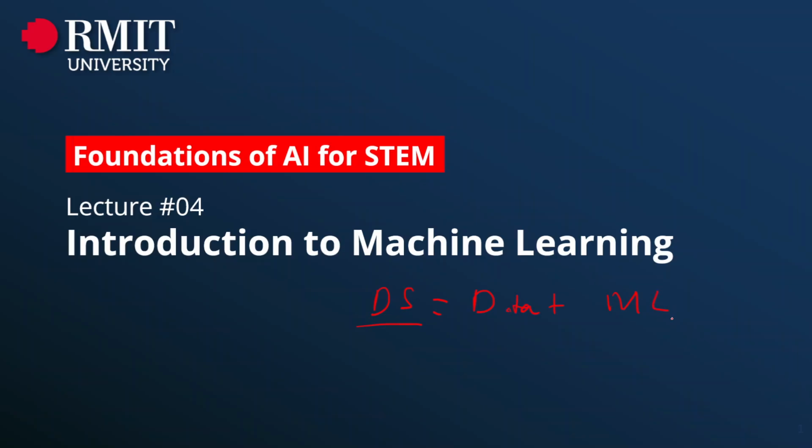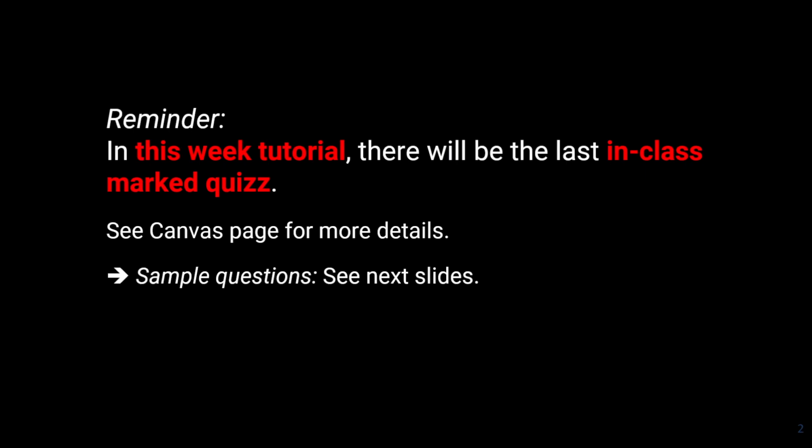So last time we already talked about data, right? We talked about text, tabular data, sound, image. Okay, now we talk about the other part, the machine learning.